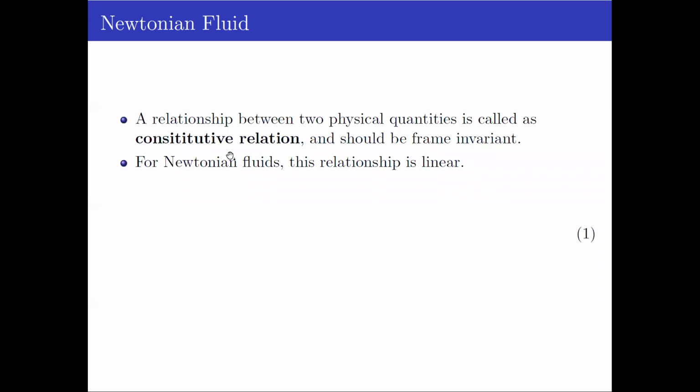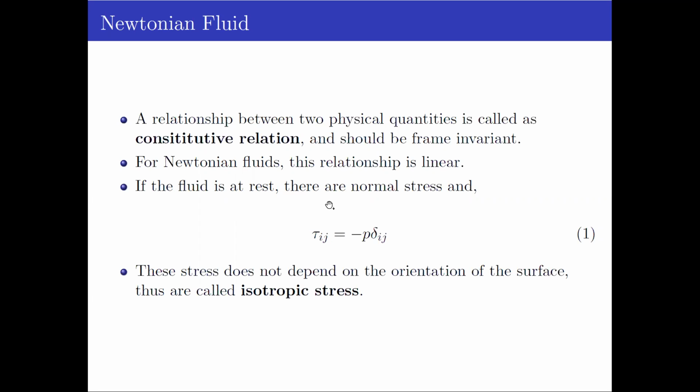So we will discuss Newtonian fluids only. If the fluid is at rest, then there are normal stresses in the fluid because of pressure that we can write in this form. The negative sign is here because pressure acts inwardly, while tau ij, if it acts outwardly, is taken positive. Then this part is called isotropic stress because it does not depend upon the orientation of the surface.